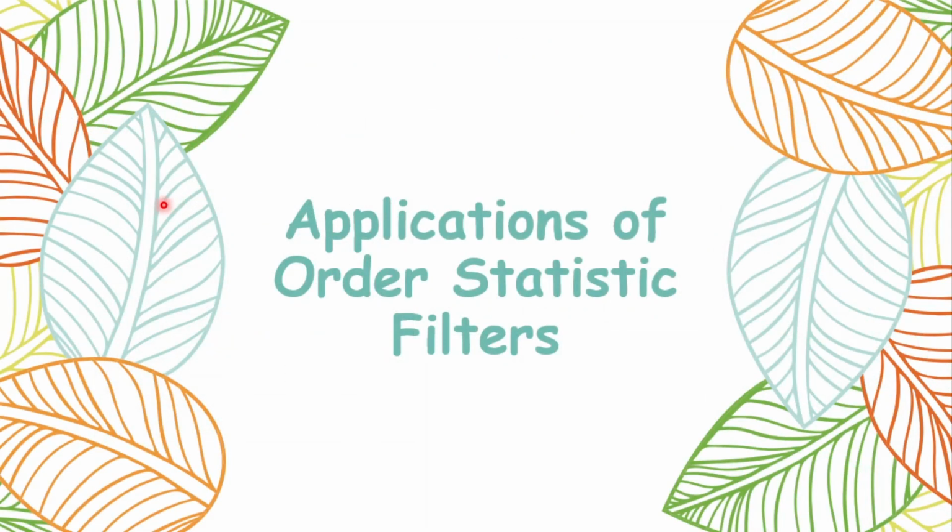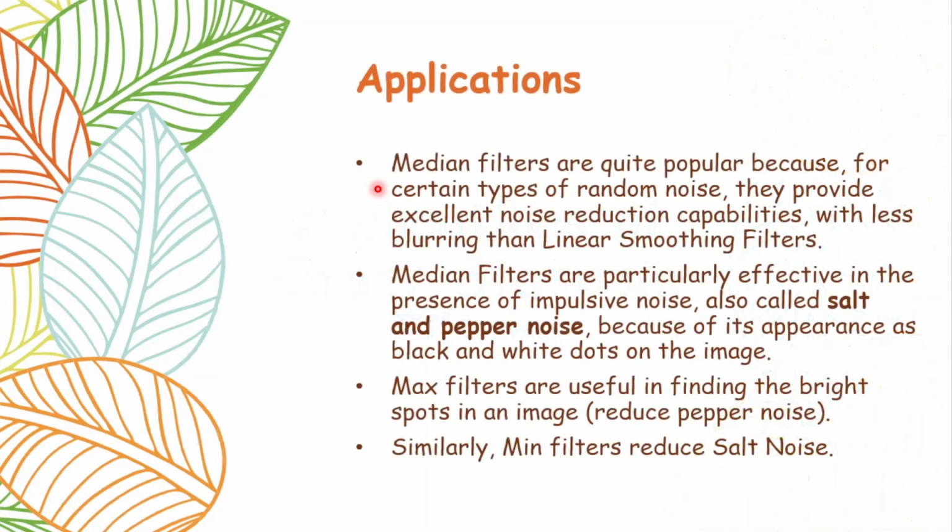Let's see some applications of order statistic filters. Median filters are quite popular because for certain types of random noise, they provide excellent noise reduction capabilities with less blurring than linear smoothing filters. Median filters are particularly effective in the presence of impulsive noise, also called salt and pepper noise, because of its appearance as black and white dots on the image. Maximum filters are useful in finding the bright spots in an image, also called pepper noise. Similarly, minimum filters are used to reduce salt noise.